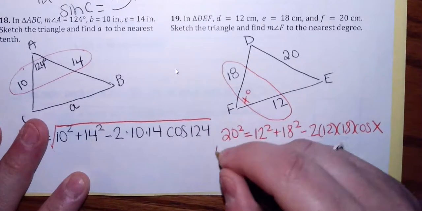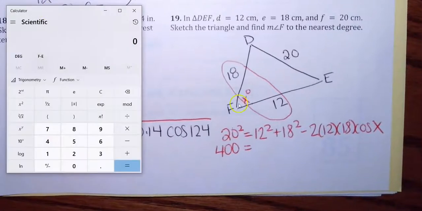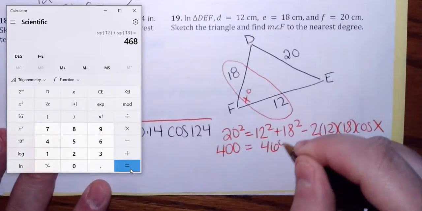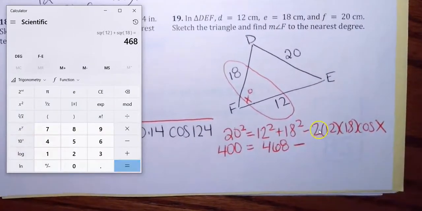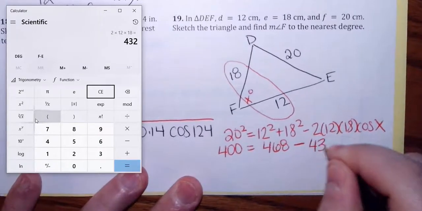So 20 squared is 400. And then I'm going to grab my calculator real quick here. I'm going to take 12 squared, and I'm going to add that to 18 squared. And we're going to get 468. Okay, now this is important. You're doing three things here together. You're multiplying 2, 12, and 18. So let me clear this out. I'm going to do 2 times 12 times 18, all three of those. This is 432, and then cosine x here.